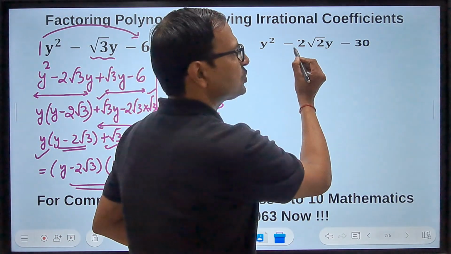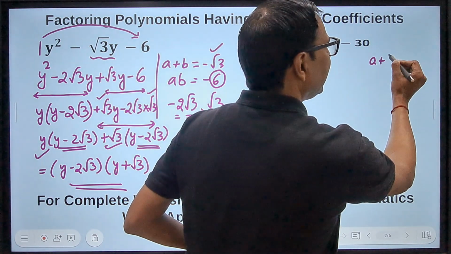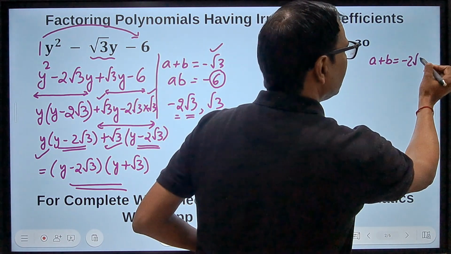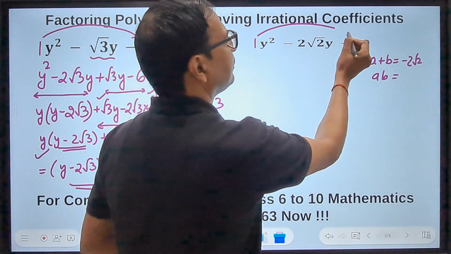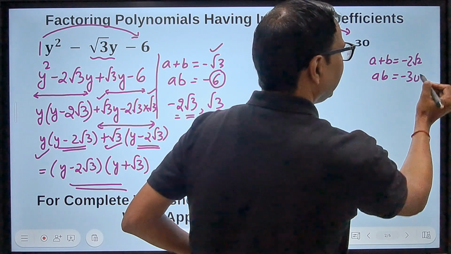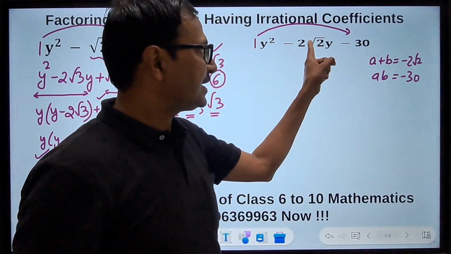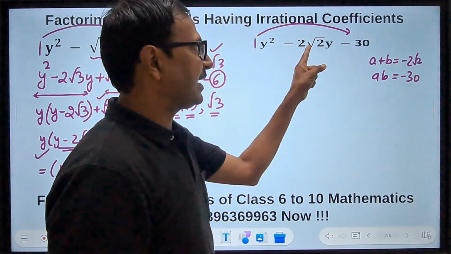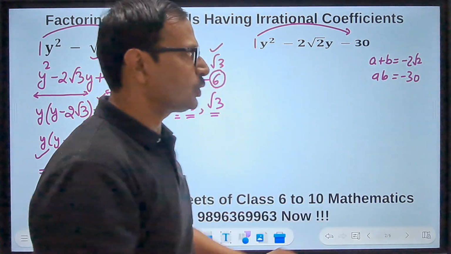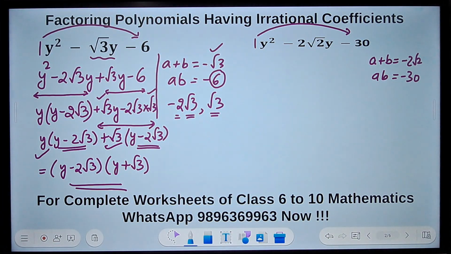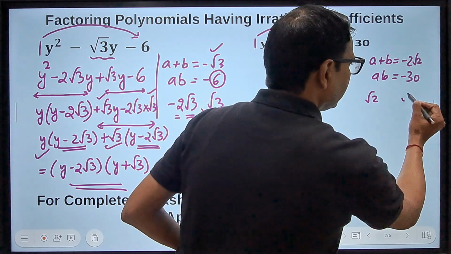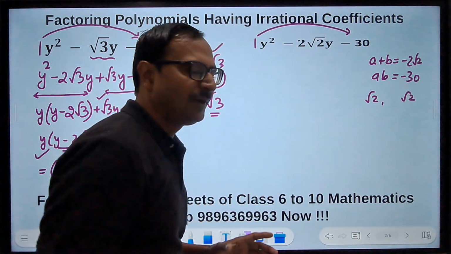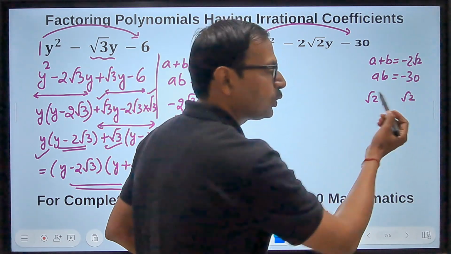So here we have minus 2 root 2 in the middle. So I need two numbers a and b whose sum is minus 2 root 2 and whose product is the product of 1 and minus 30, that is minus 30, right? So I told you root 2, because there is a root 2 here, both middle term split factors will contain root 2. So can you just take a minute and find out the two middle term split factors here? It's very easy actually. So I told you a root 2 and a root 2 will be there in both the factors. Apart from that, what is left out is root 2 into root 2 is 2, right?